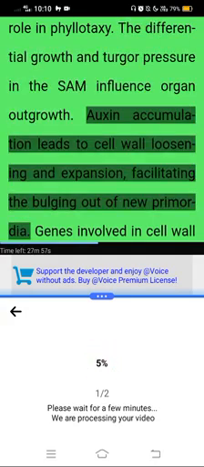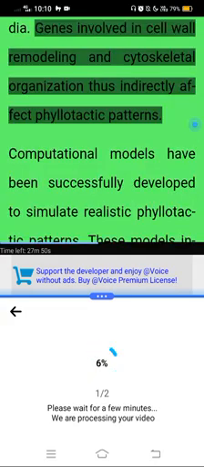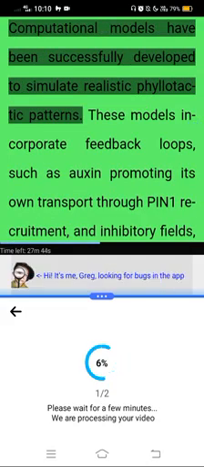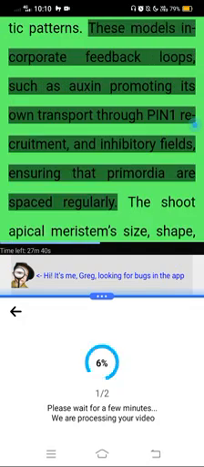Auxin accumulation leads to cell wall loosening and expansion, facilitating the bulging out of new primordia. Genes involved in cell wall remodeling and cytoskeletal organization thus indirectly affect phyllotactic patterns. Computational models have been successfully developed to simulate realistic phyllotactic patterns. These models incorporate feedback loops, such as auxin promoting its own transport through PIN1 recruitment, and inhibitory fields, ensuring that primordia are spaced regularly.